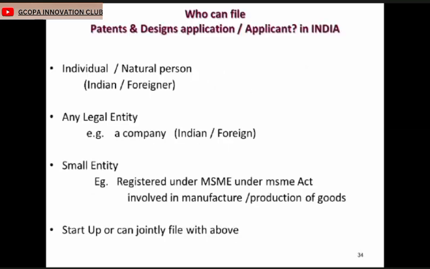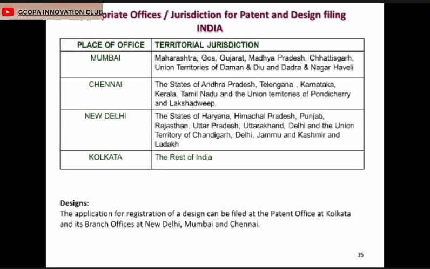Now, for patent and design filing in our country, there are four categories which are allowed. First is the individual person category, or you may call it the natural person category. So individually or in a group, people may file through this category. Second is any legally established entity, like a company, institute, or R&D center, which can file under this category. Third is small entities recognized through the MSME Act. And lastly, startups are also permitted to file patent and design applications in our country. As per your territorial jurisdiction, you should file your patent and design application appropriately.